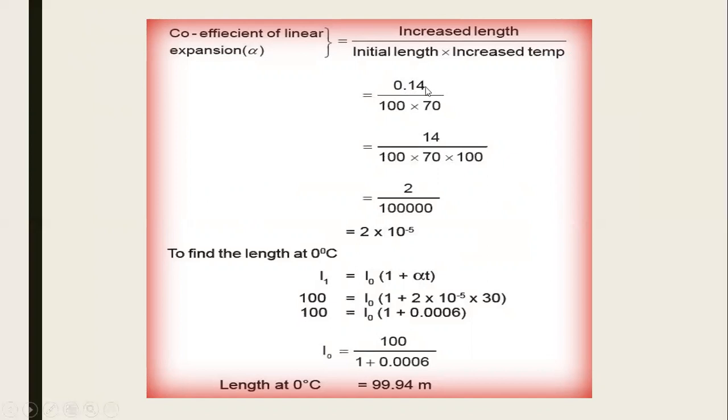When you multiply numerator and denominator by 100, here will be 100, here will be 100. 0.14 into 100 will be 14. Both the numerator and denominator are multiplied by 100. When you multiply, it will be 14 divided by 100 into 7000, that is 2 by 1 lakh.